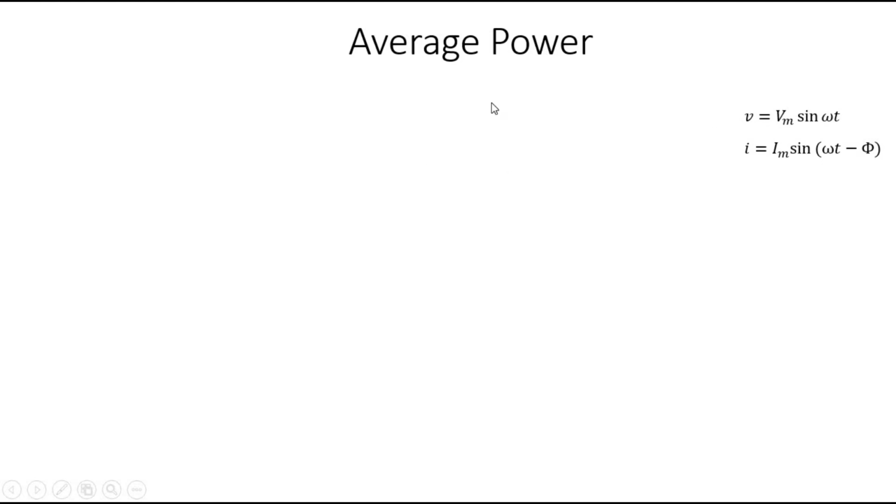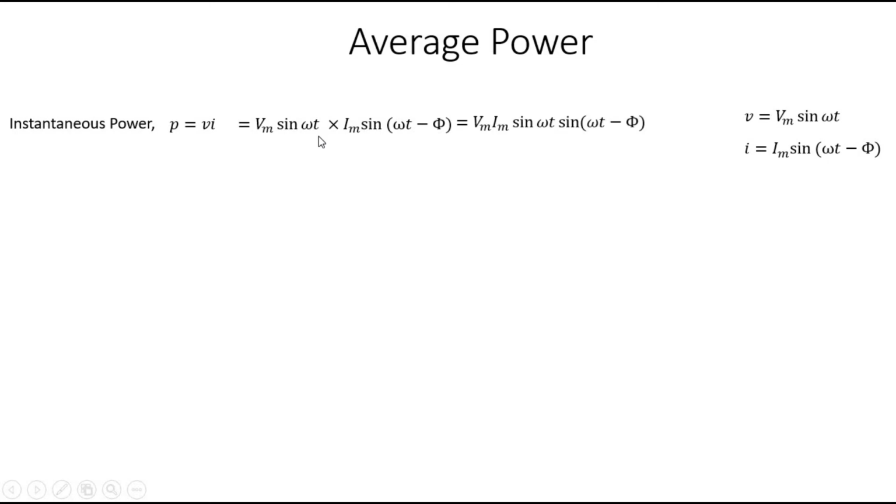Before going to average power, we can find the instantaneous power. Instantaneous power means it changes at every instant. It is equal to just V into I, the product of instantaneous voltage and instantaneous current. This is the instantaneous power. So we can substitute for V and I. V is equal to Vm sin omega t and I equals Im sin(omega t minus phi). So again we can multiply this: Vm Im sin omega t into sin(omega t minus phi).